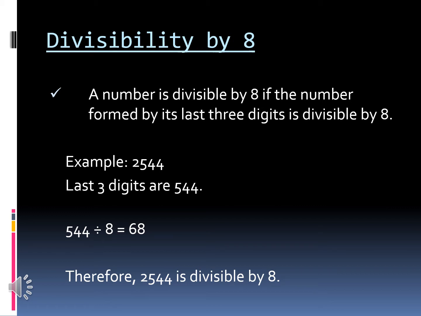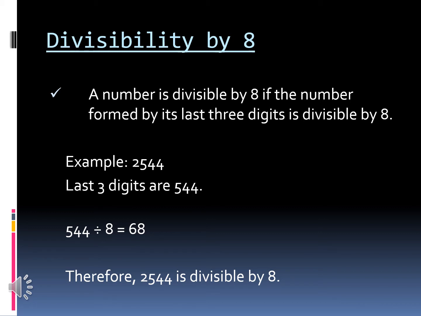Much similar to the divisibility by 4. A number is divisible by 8 if the number formed by its last 3 digits is divisible by 8. So here what you have to do is focus on the last 3 digits of a number. Only the last 3 digits, and just ignore the rest of the digits.